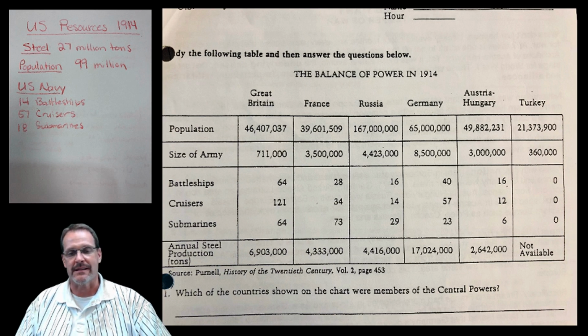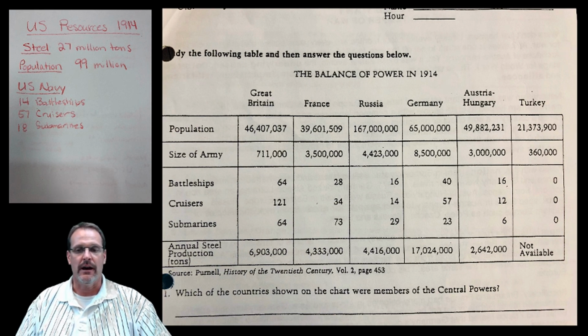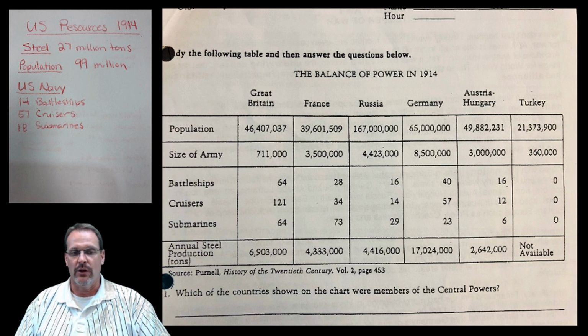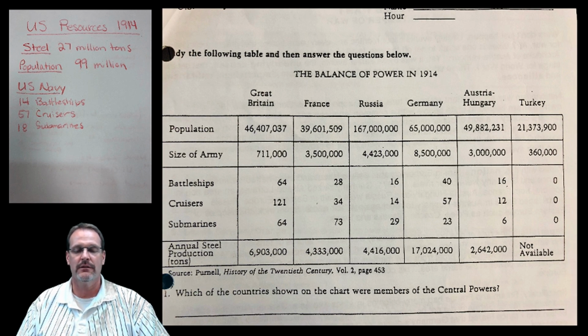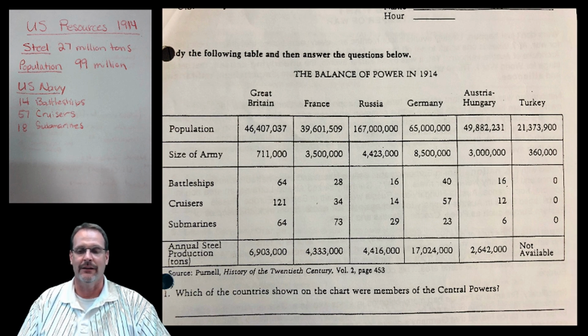So if we look at the sides, and as the war is shaping up, Germany's kind of the guy to fear. If we look over here to the graphic to your left, look at steel production in the United States, 27 million tons. Look at German steel production, 17 million tons. We outproduced the Germans by 10 million tons.